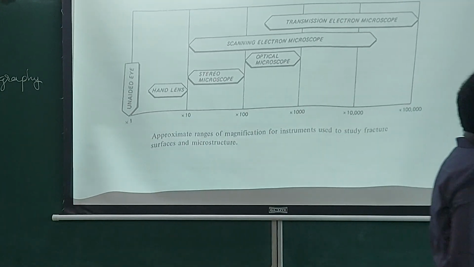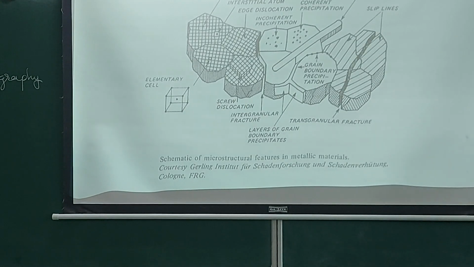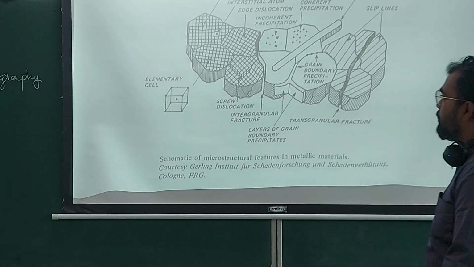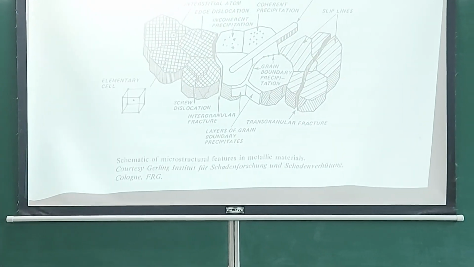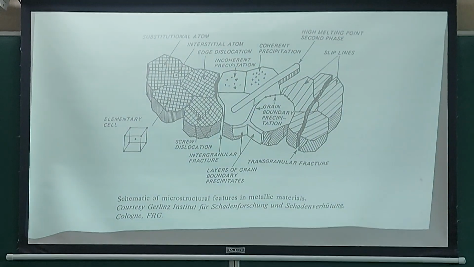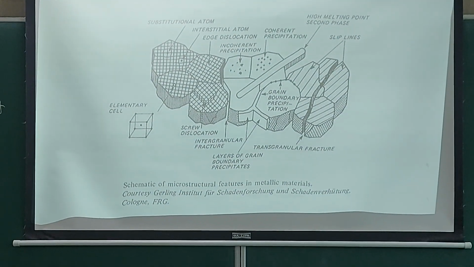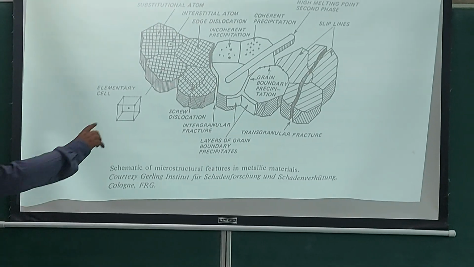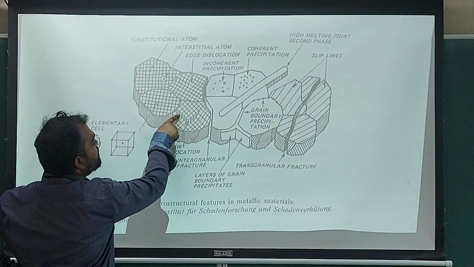So then let us look at the features which are there. So we have unit cells. At the atomic scale, you want to look at the substitutional atoms and interstitial atoms. Then you see this is an edge dislocation here, and this is a screw dislocation.